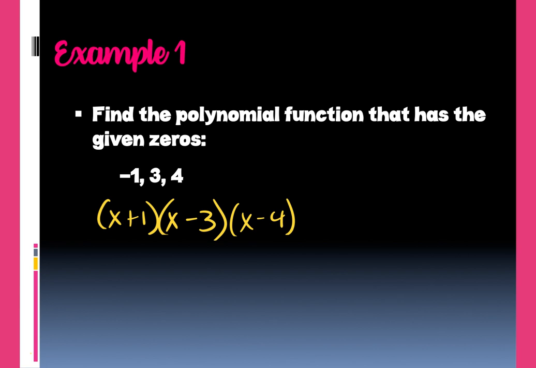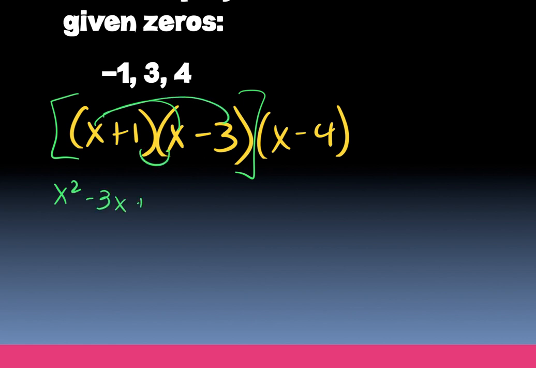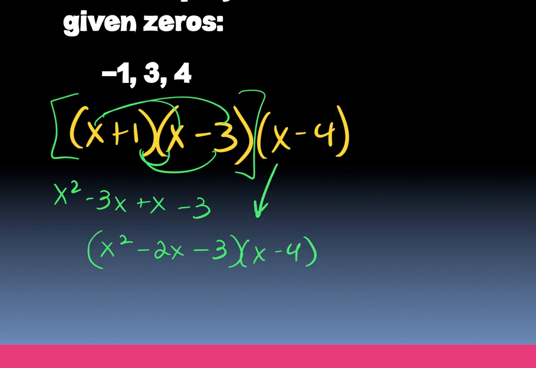Now I have to FOIL this out. You can pick any to start with and then FOIL that times the third one. It doesn't matter what order we do this in. So if I'm going to multiply these first two together, I'm going to do first x squared, outer, negative 3x, inner, positive x, last, negative 3. And I get x squared minus 2x minus 3. And then I bring down the other one, and I multiply that.